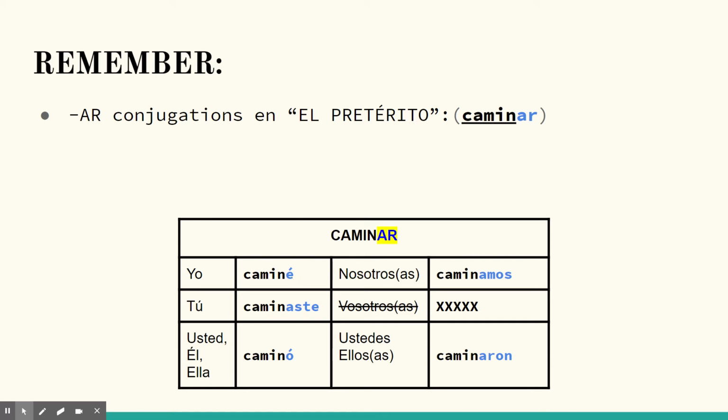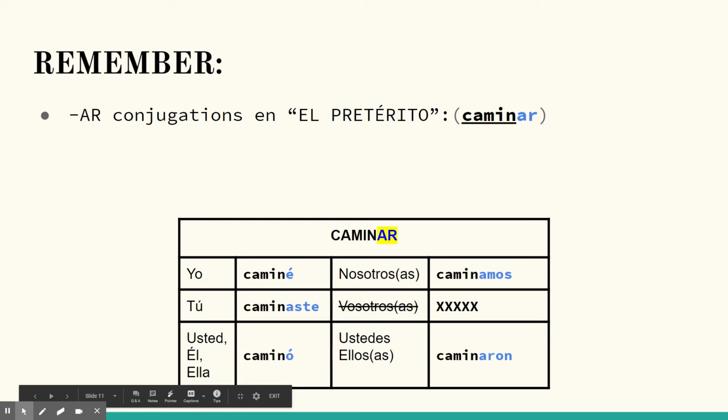Ayer yo caminé, tú caminaste, usted caminó, él caminó, ella caminó, nosotros caminamos, and ustedes, ellos caminaron. Notice that the yo form and the usted, él, ella form conjugations have written accent marks. Make sure you have those accent marks in your notes. So first and third person singular conjugations have those accent marks.